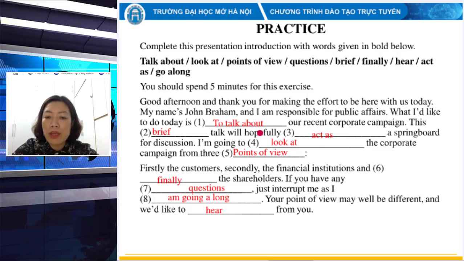So you say, if you have any questions, please interrupt me as I'm going along. And my point of view will be different, and I'd like to hear from you. You can see that it has all the information the audience needs to know from you: the topic, the length, the outline, and when they can ask questions. Got it? Easy?